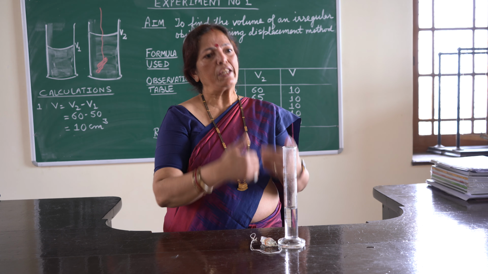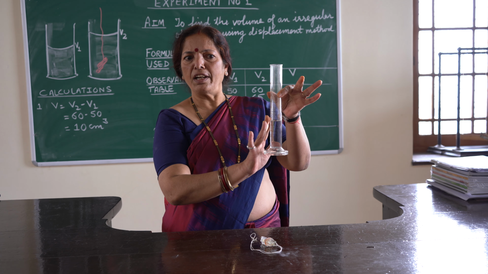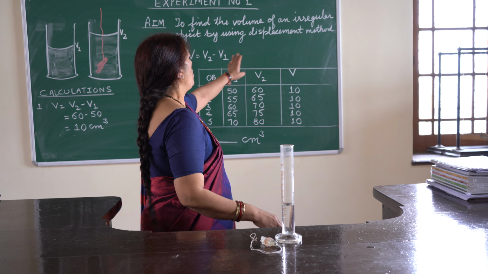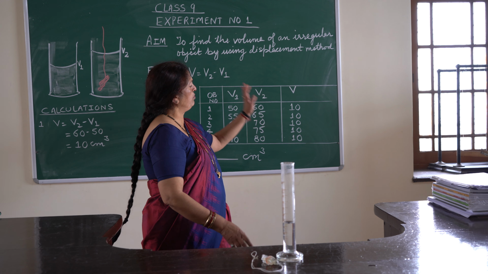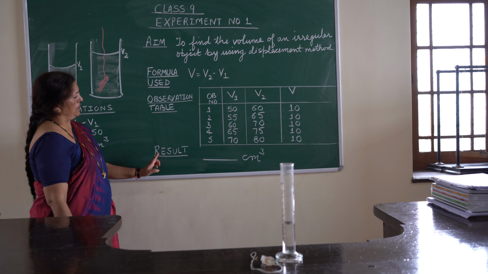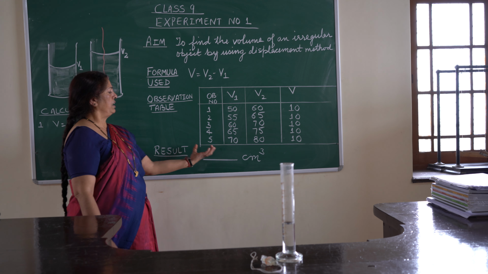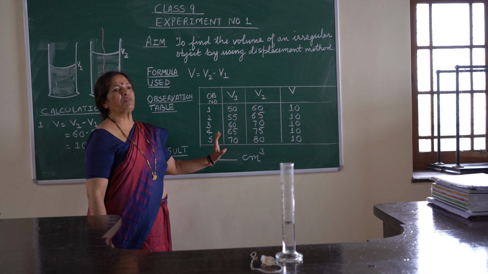So this way we'll keep on changing the volume of water inside the measuring cylinder and keep on immersing this body and take about 5 readings, and if the values are the same, then keep the same answer in your result. The result will be that the volume of this irregular body is 10 centimeter cube, according to this explanation which I have given.